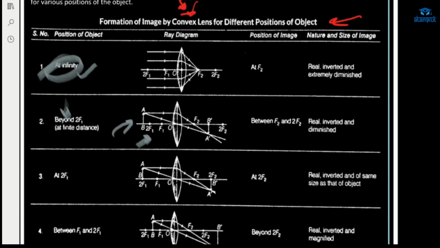Beyond 2f1, we will draw only two types of rays. First, the ray that is coming parallel to the principal axis will pass through the focus. Second, the ray that is directed to the optical center of the lens will pass undeviated. Fine.